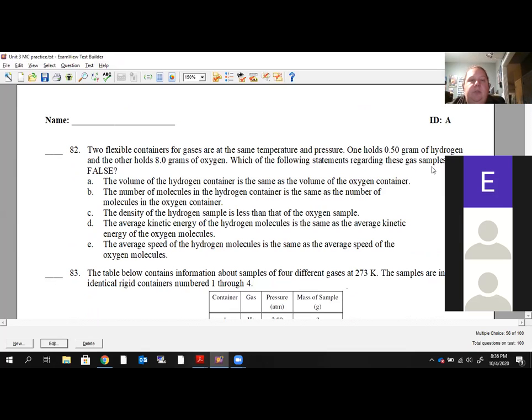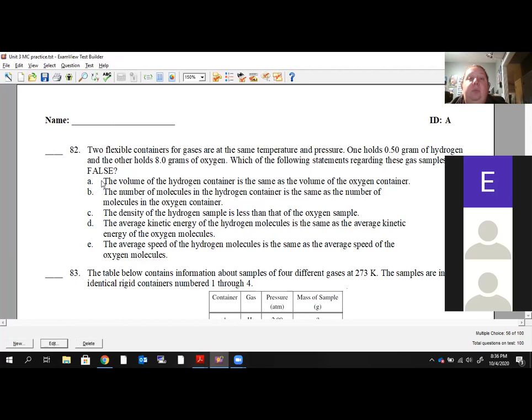Two flexible containers for gases are at the same temperature and pressure. One holds 5 grams of hydrogen and the other holds 8 grams of oxygen. Which of the following statements regarding these gas samples is false? Okay, so that means that A, B, and C are true, right? Because we're not picking them as the false ones. Right.